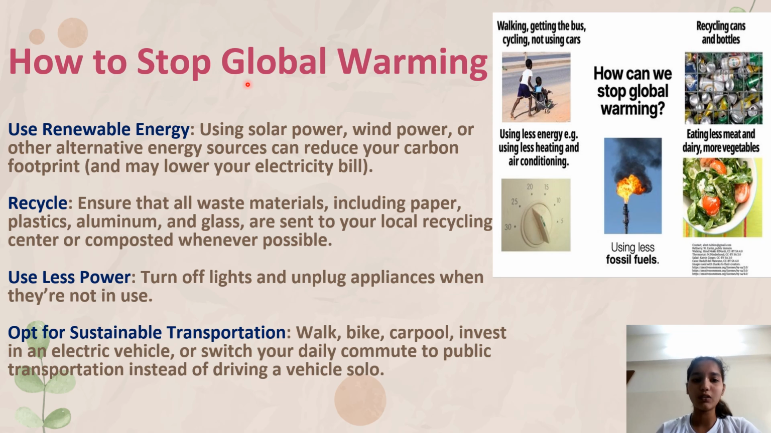How to stop global warming? Use renewable energy. Using solar power, wind energy, or other alternative energy sources can reduce your carbon footprint and may lower your electricity bill. Recycle. Ensure that all waste materials, including paper, plastic, aluminium, and glass, are sent to your local recycling centers or composted whenever possible. Use less power.